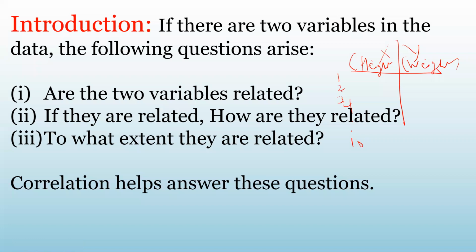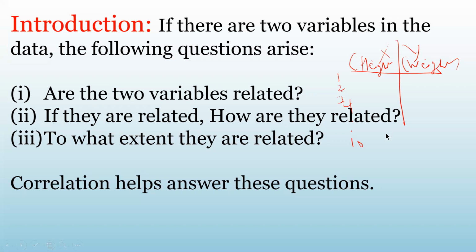See, generally we know that taller people are also heavier. So we see that when the height increases, weight also increases. Of course, exceptions are there, but generally height and weight are related in such a way that if the height of a person is more, weight also is more. So we say that if height increases, weight also increases. Such a type of correlation is called positive correlation.